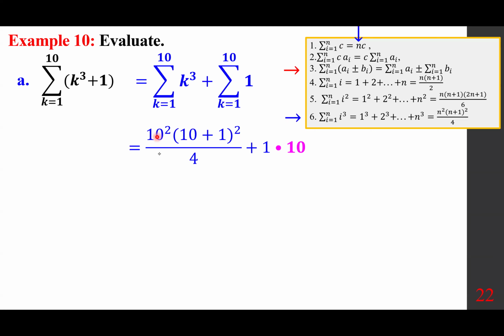So this one is 100. Cancels out the 4. 25. This is 11 squared. This is 10. So 11 squared is 121. You plug in, you get 3025 plus 10 equals 3035.